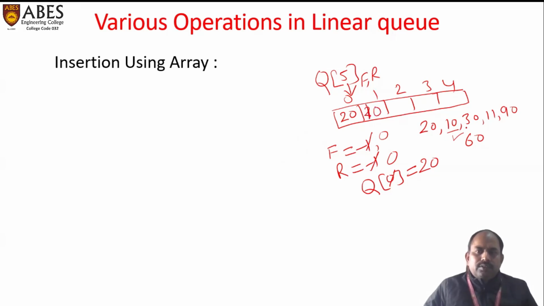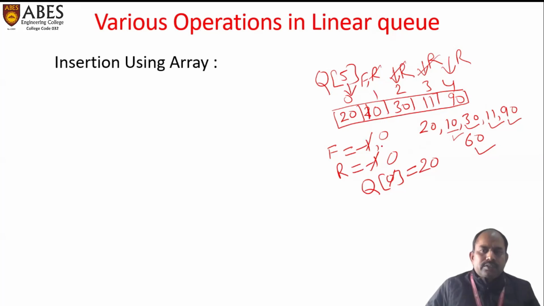Now the next value is 30. Before inserting 30, we have to increment the value of rear to index 2, and 30 is inserted at this one. Now if we want to insert 11, then we have to increment the value of rear from 2 to 3, and 11 is at this one. If you want to insert 90, then again increment the value of rear from 3 to 4, and we can insert 90 here. Now suppose we want to insert 60, then there is no location vacant to insert 60. So this is called the overflow condition.